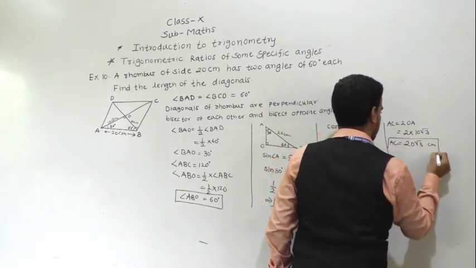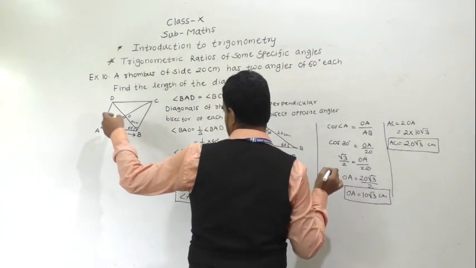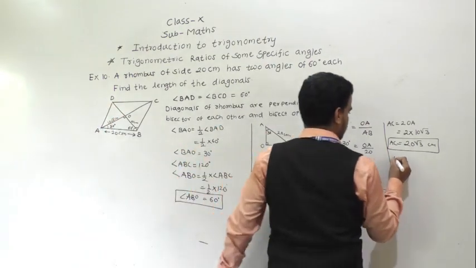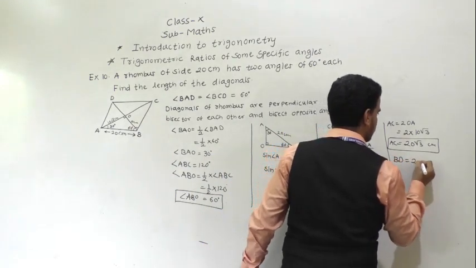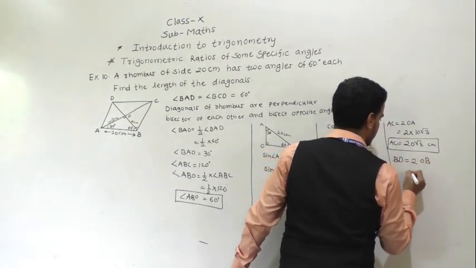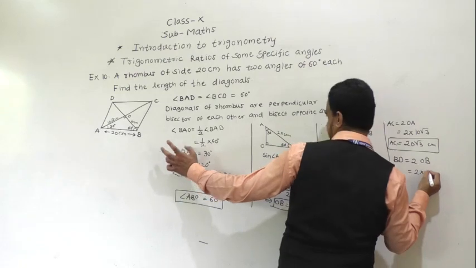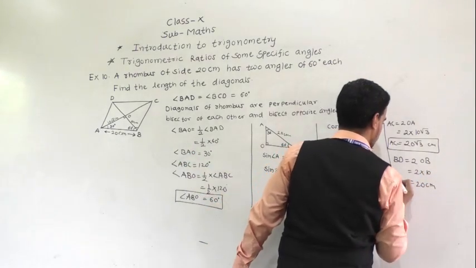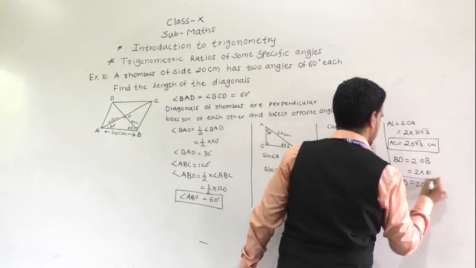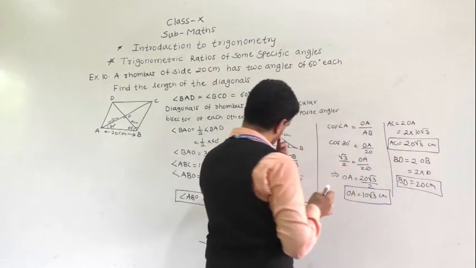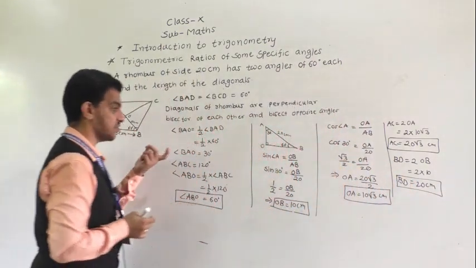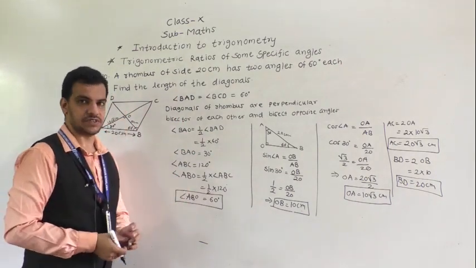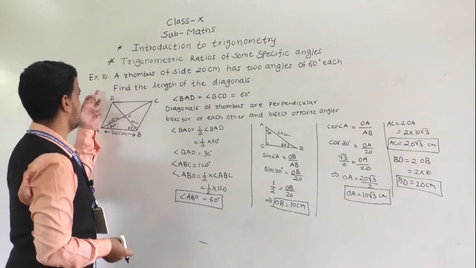And BD is equal to 2 times OB, so 2 × 10, that is 20 centimeters. So BD is 20 centimeters. So the diagonals of the rhombus are: one diagonal is 20√3 centimeters and the other is 20 centimeters. Now we will take the next example.